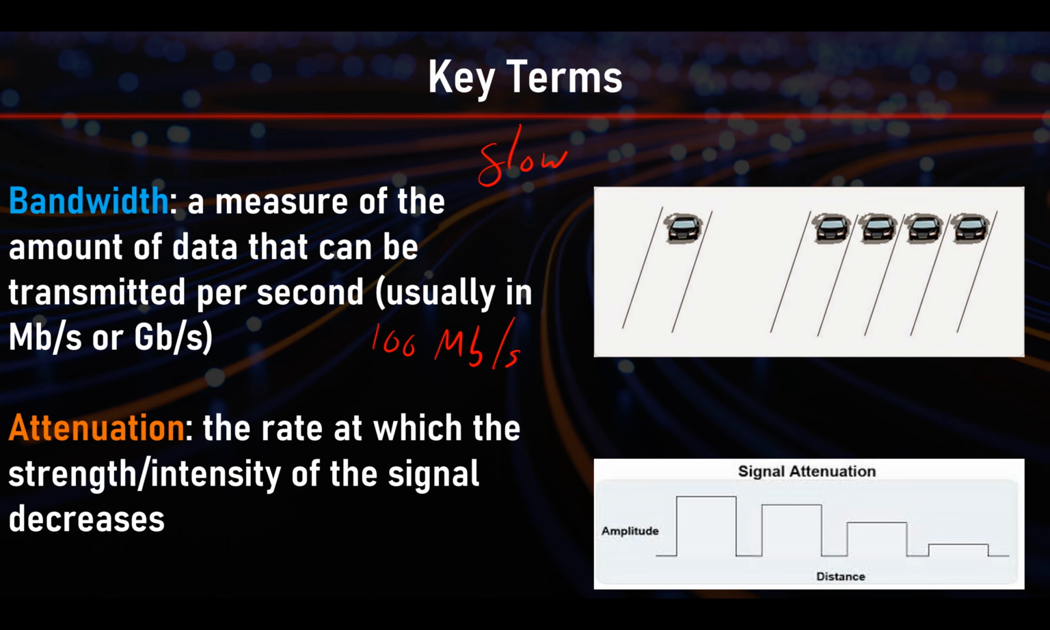Then there's going to be attenuation. This is the rate at which the strength or intensity of the signal decreases. If we look here at the attenuation diagram, hopefully it makes sense what it's showing. As the distance increases, as the signal is traveling a longer distance, the strength of the signal is going to decrease, the intensity of the signal is going to decrease.